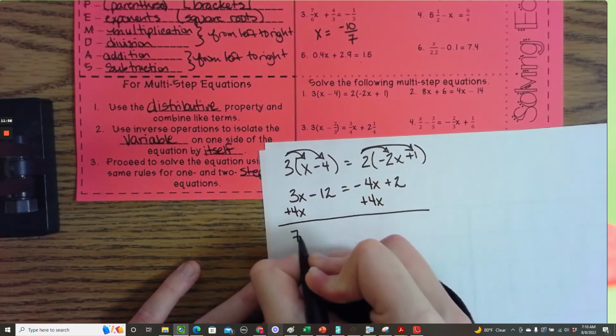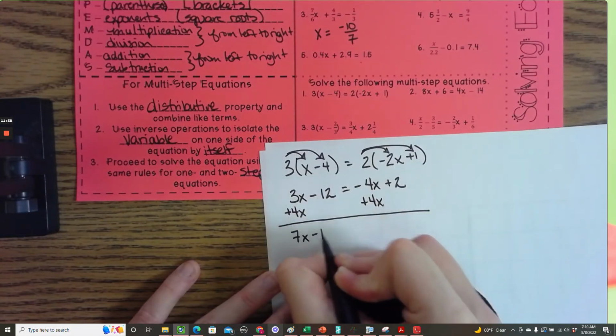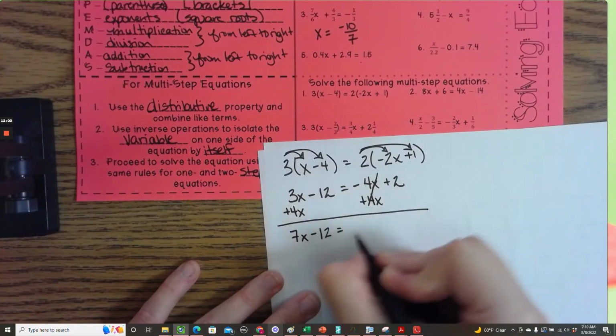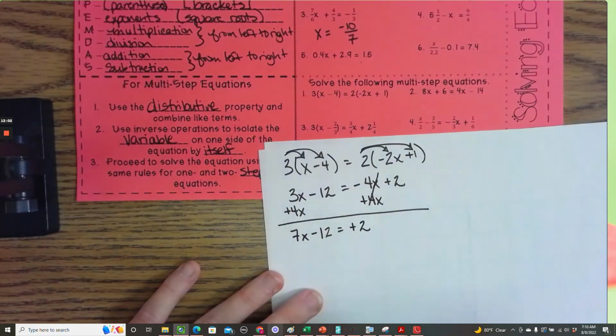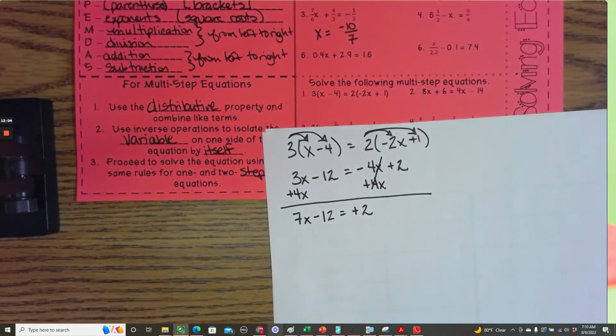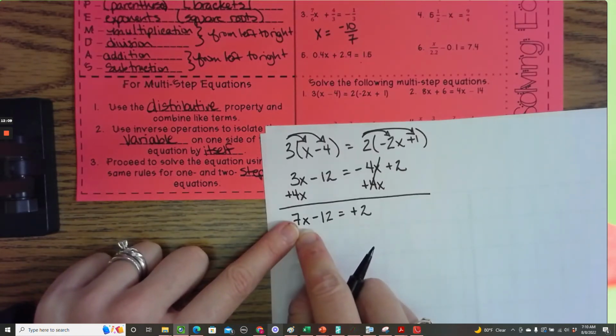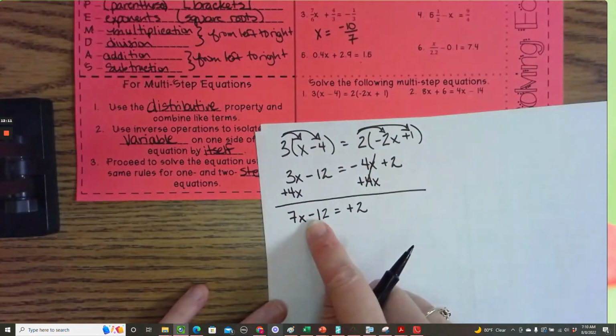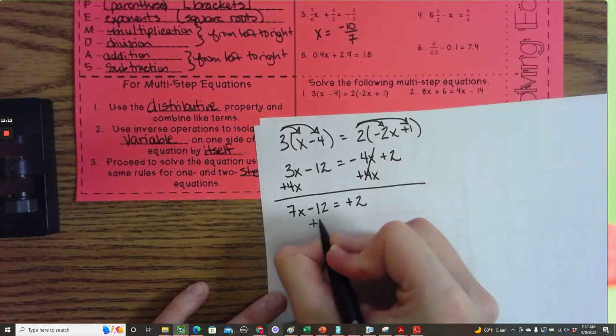3x plus 4x is 7x. Minus 12 I didn't mess with. This cancels, and I'm left with a positive 2. Now I'm back down to a 2-step equation. So now get everything away from the x. So minus 12, the opposite is adding 12.